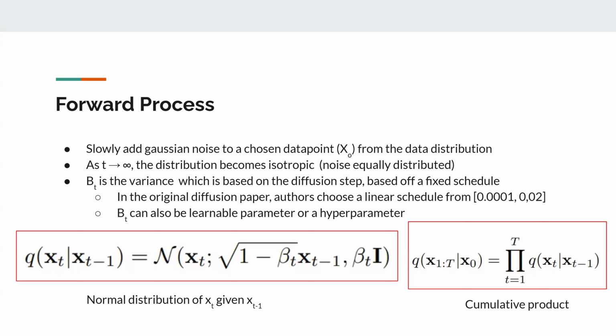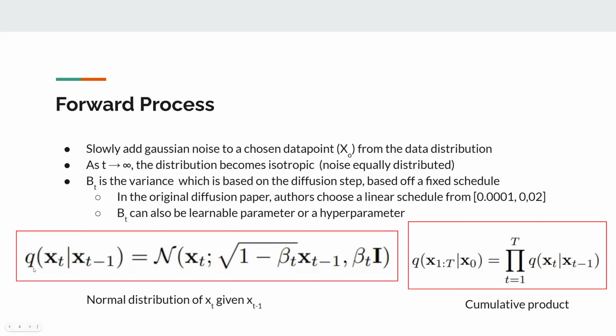So this is the equation on the bottom left. As you can see, because it's a Gaussian distribution that's dependent on the time, at every time step you add some sort of noise. And as t goes to infinity, eventually your distribution becomes isotropic. This is just a fancy word for the noise being equally distributed, or the variance being equal in all directions. And I'll try to explain this equation on the left as best as I can.